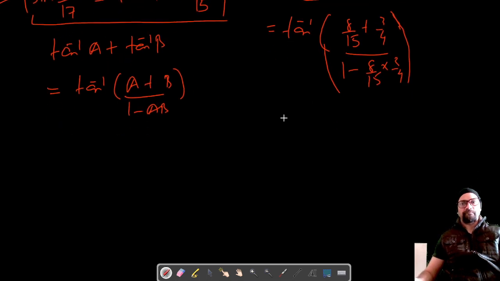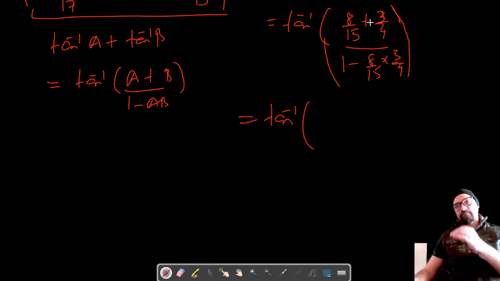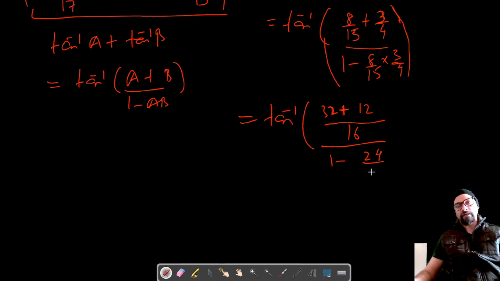And this has to be simplified. This is 3. This is also 3. Okay, let's get it simplified. So this is tan inverse, and LCM of 15 and 4 is 60. And which gives me 32 plus 12 upon 1 minus 24 by 60.